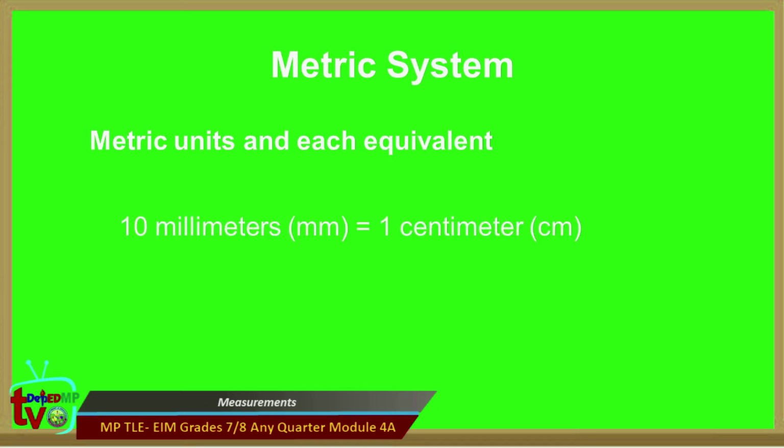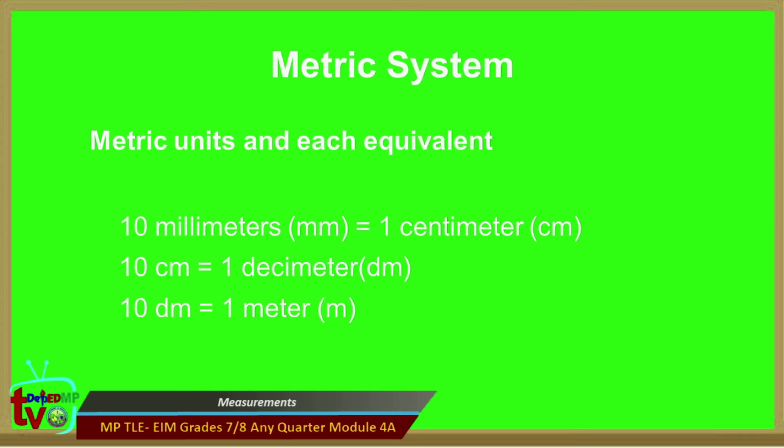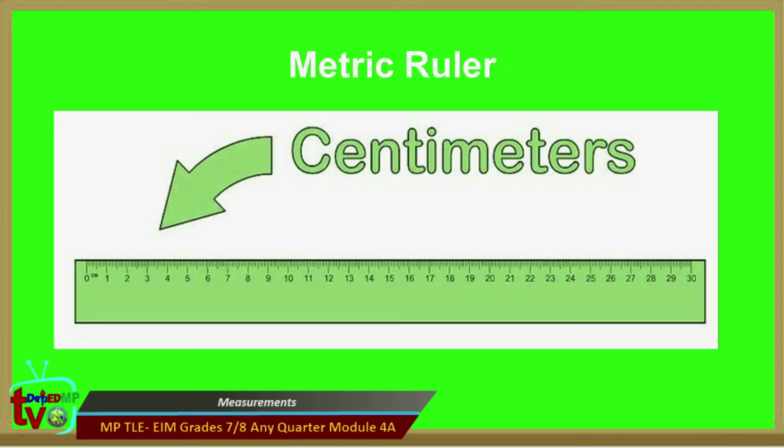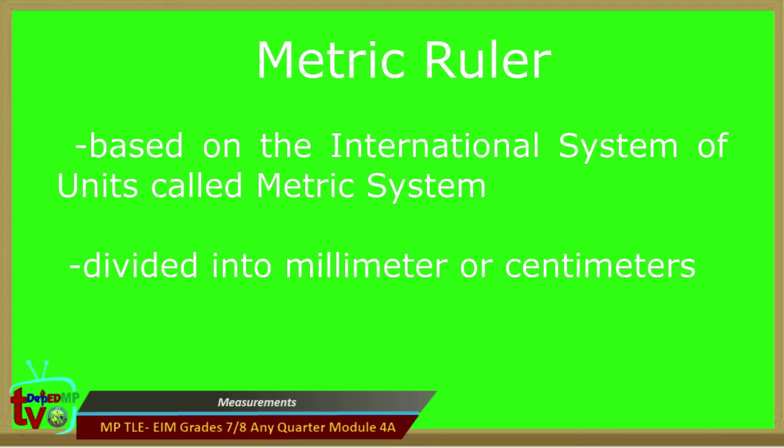10 millimeters is equal to 1 centimeter. 10 centimeters is equal to 1 decimeter. And 10 decimeters is equal to 1 meter. Let us study further the metric ruler. A metric ruler is based on the international system of units, sometimes called the metric system, and is divided into either millimeters or centimeters instead of inches.